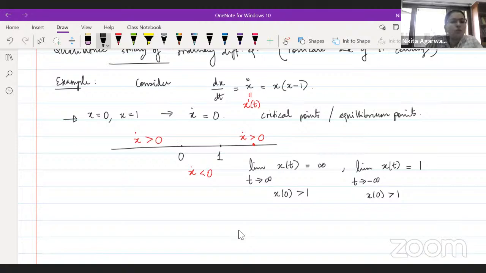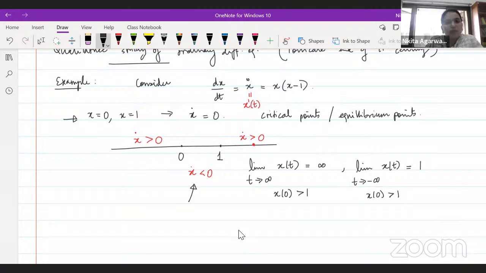It cannot cross 1. Why? Because of the properties of the system, it is infinitely differentiable. And 1 is a fixed point, so you cannot cross it, right? Once you land at 1, you have to stay at 1 because it's a fixed point or a critical point or an equilibrium.